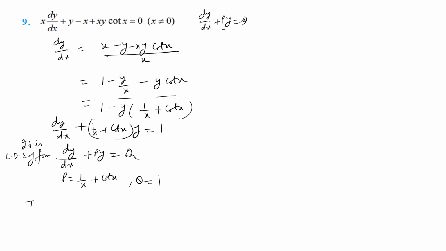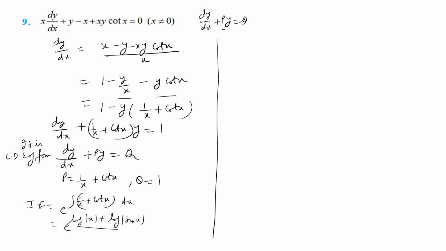So the integrating factor is e raised to the power integral of this dx. Now, as you know, it will be integrated separately. The integral of 1 upon x is log mod x and the integral of cot x is log mod sin x. So we apply log a plus log b, and it will be e raised to the power log of x sin x, which will be just x sin x, as e and log are inverse functions of each other.